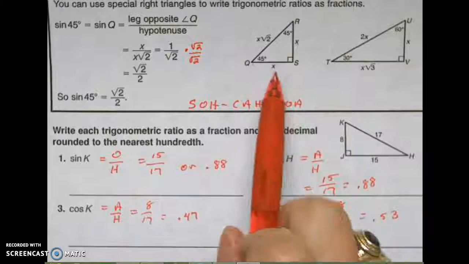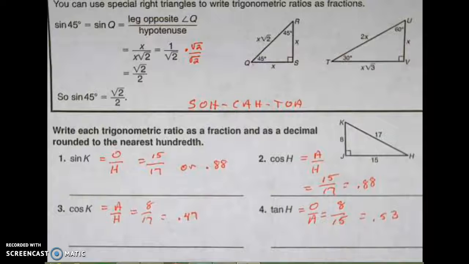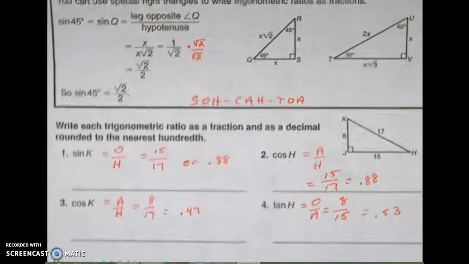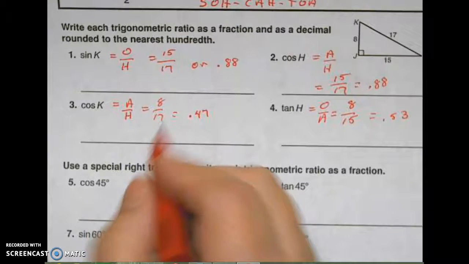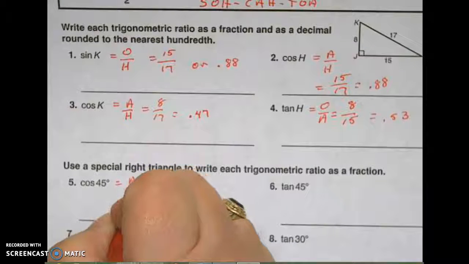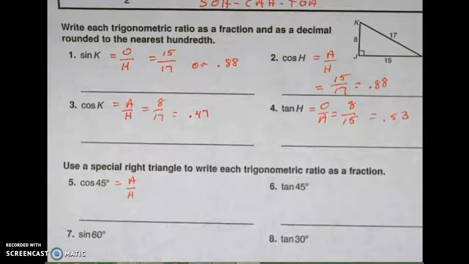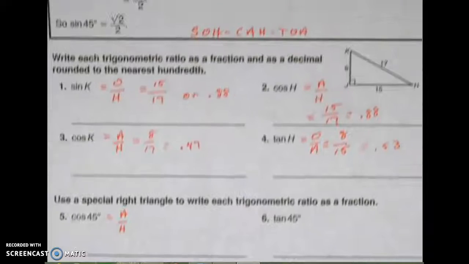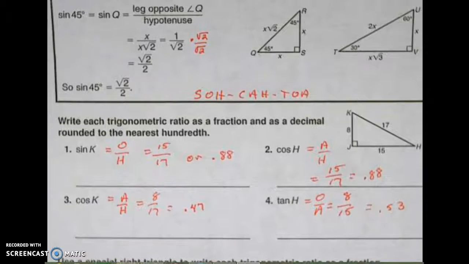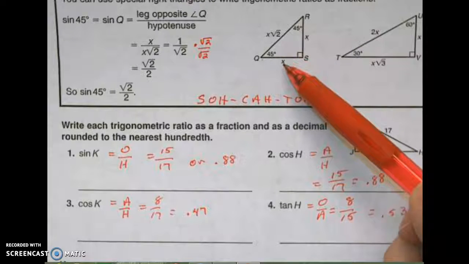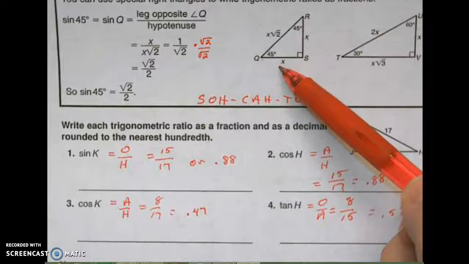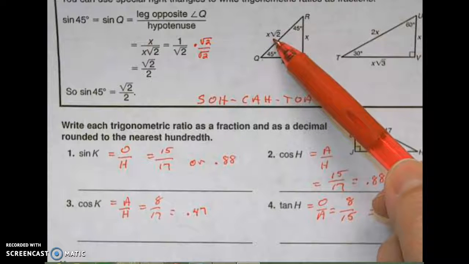I'm going to be referring back to these two special right triangles to answer questions 5, 6, 7, and 8. So if I'm looking at my 45, 45, 90 triangle, and I want the cosine of the 45-degree angle, that's that CAH. That means I want the adjacent side over the hypotenuse. So I'm going to go back and look at that 45, 45, 90 triangle. I want the adjacent side, which is my length x, over my hypotenuse of x square root 2.